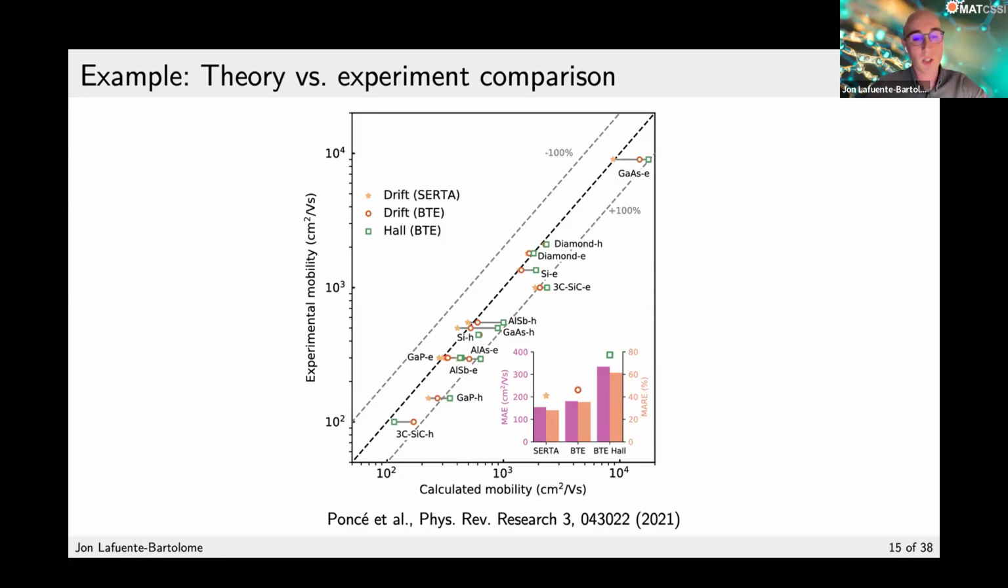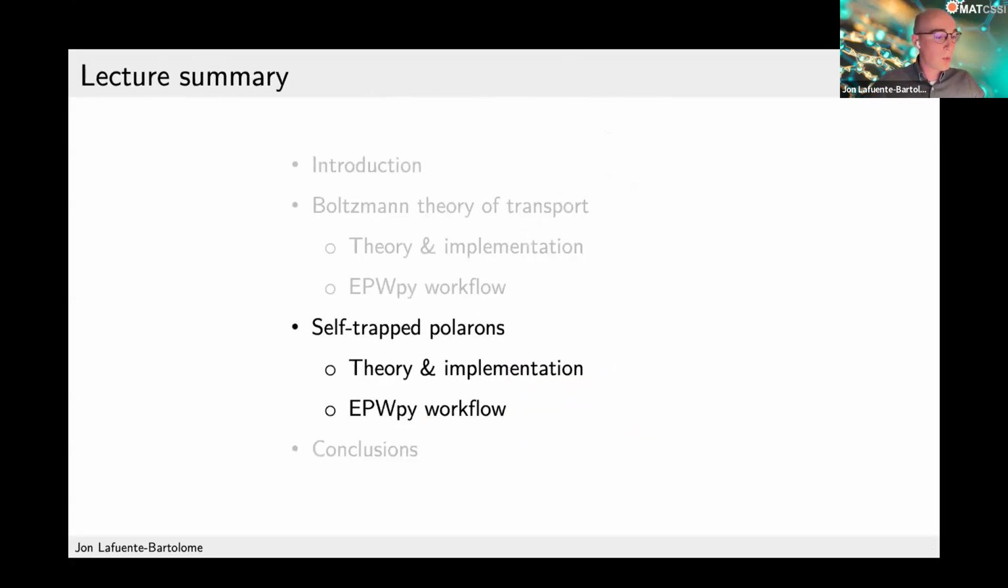So the main take-home message at this point is that these calculations and other calculations by other groups, independent implementations and so on, are showing that at this point, we are reaching a level of maturity where one can perform really predictive calculations of, let's say, standard band-like transport in materials, and this enables the ab initio design and discovery of new materials for electronic applications. So with this, I finish the first half of my talk, and I jump into the second part, which is on the ab initio polaron equations.